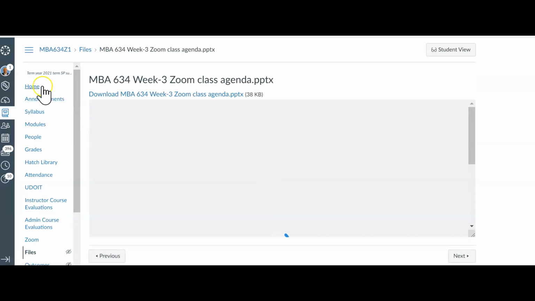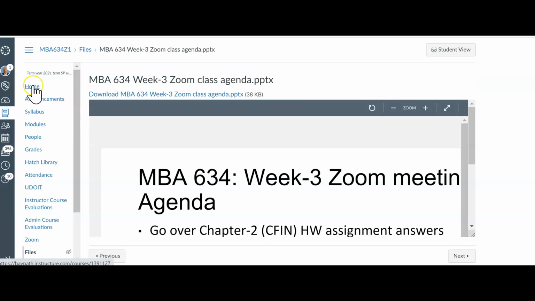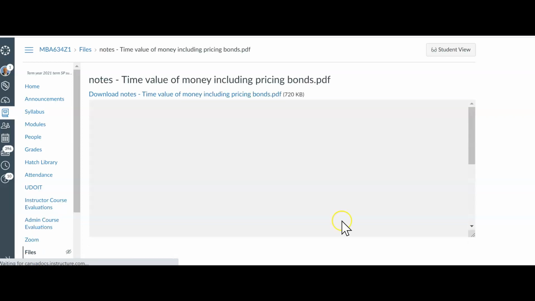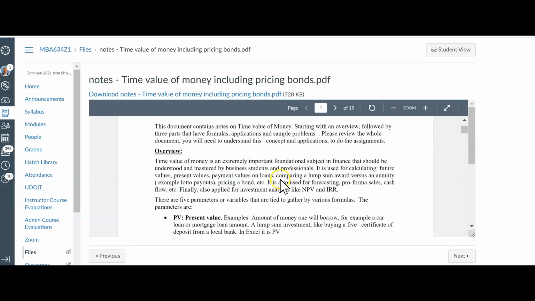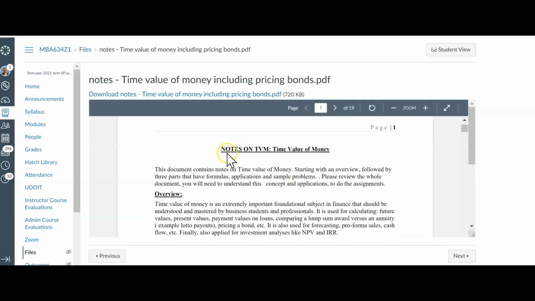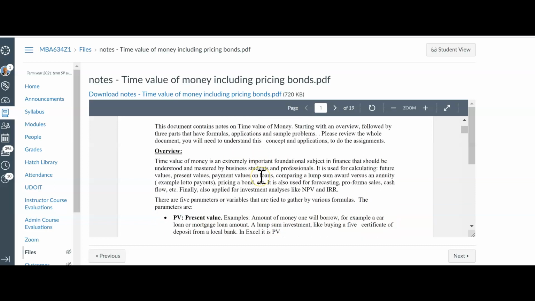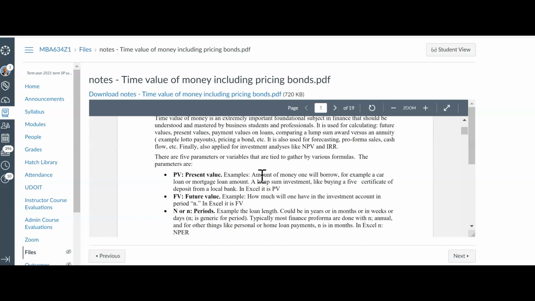There is a PowerPoint that I will cover through when we do the Zoom class. I'm just going to skip that for right now. We'll meet on Tuesday. We're going to meet this week, and I will set up the Zoom meeting for this week. I have also added a document, which is what I like to call the notes on the time value of money. Quick overview. This would be more a synopsis of what you may find in the textbook, but an overview of time value of money.